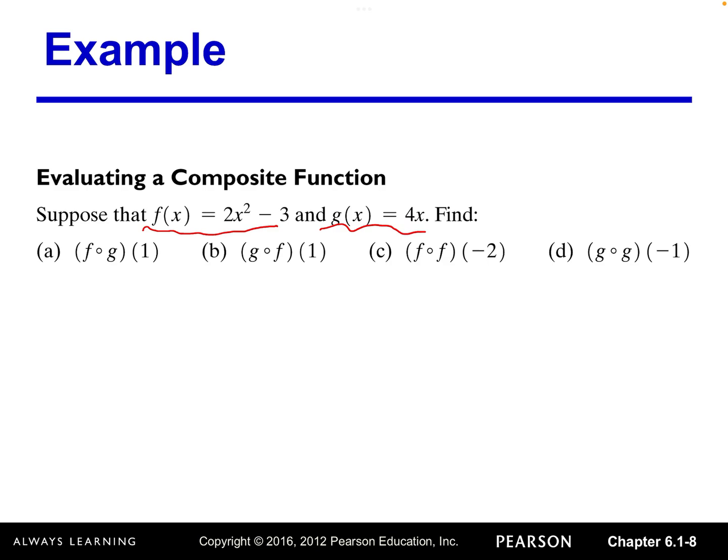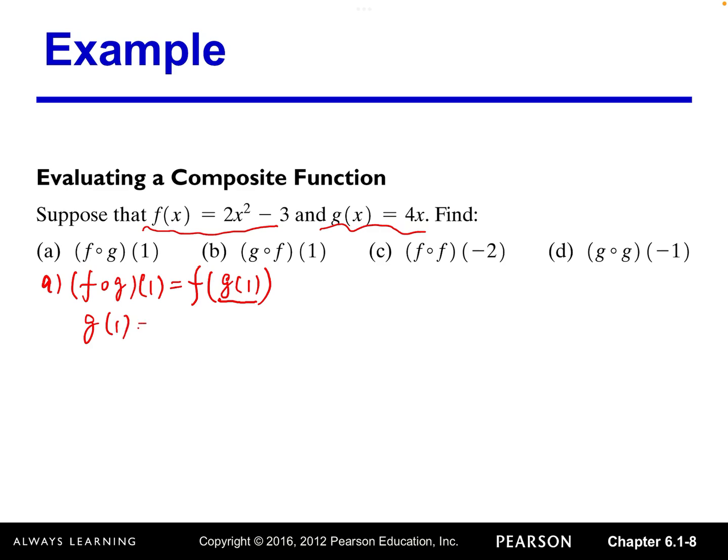First one, we're trying to find f composed with g when x equals 1. This is equivalent to f of x being the outer function, g of x being the inner function, and the independent variable x is 1. So we have to evaluate the inner function first. When evaluating a composite function, we always start from the inner function.